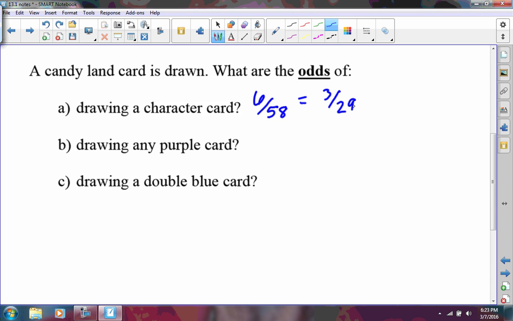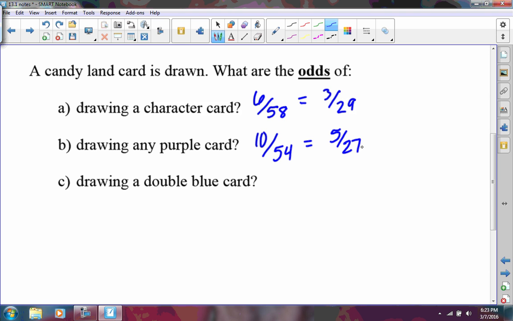And then purple cards, it says any purple card would want to be drawn. So that could be a single or a double. So you count all those up and there's actually 10 of them. So there's 10 that we want. And if there's 64 altogether, that means there's 54 left over that we don't want. So then again, we would divide that and reduce it down. So we would get 5 out of 27.